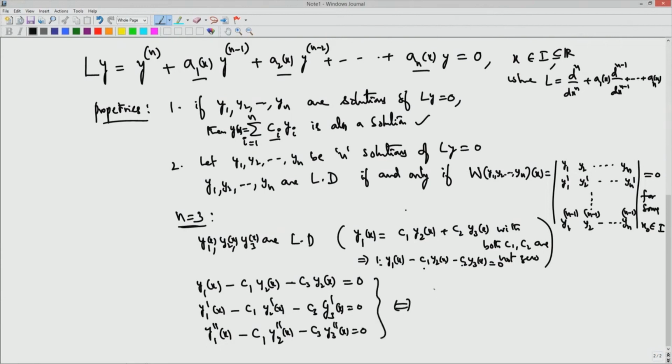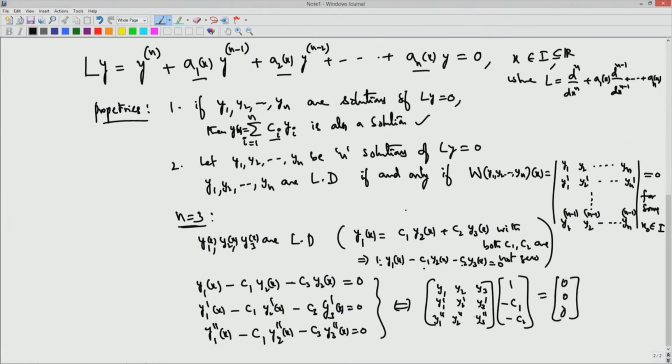So what is this? This is equivalent to a matrix with rows y1, y2, y3 at every value of x, y1 dash, y2 dash, y3 dash, and y1 double dash, y2 double dash, y3 double dash, multiplying the vector 1, minus c1, minus c2. You can see from the definition that not both c1 and c2 are 0, so I have non-zero coefficients such that the right hand side is 0. This is like Ax equal to 0. So I have a non-zero solution, which implies the determinant has to be 0.